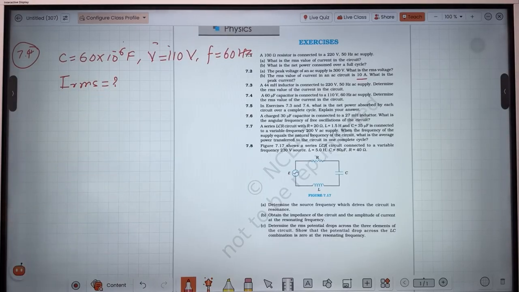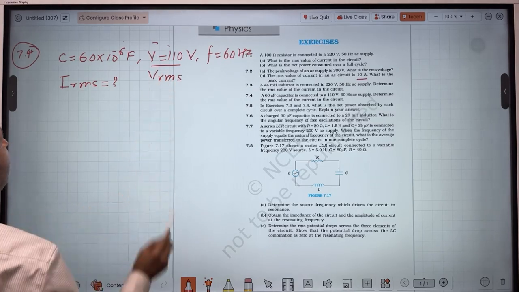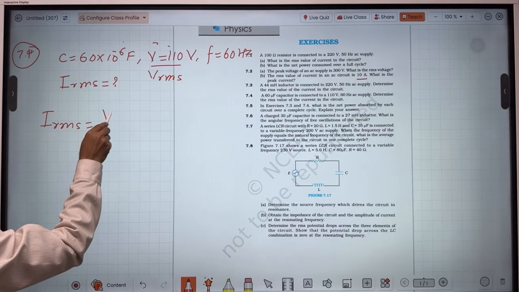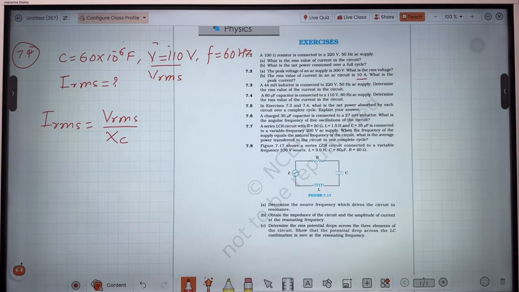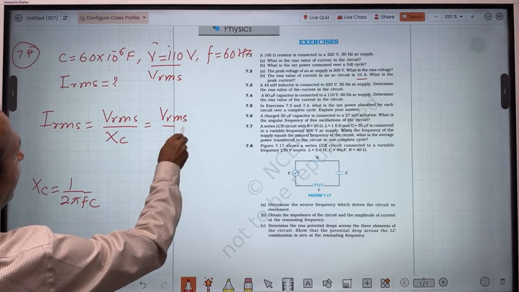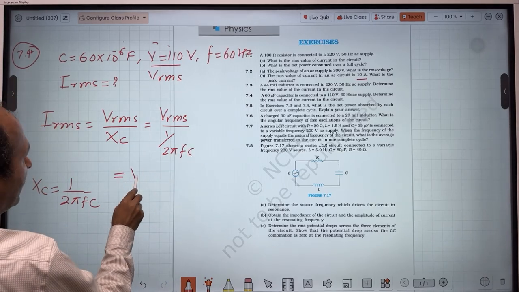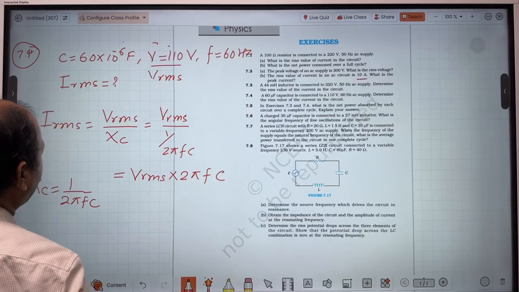I RMS is to be found and this will be V RMS, right? So to get I RMS, what do we need? I RMS will be V RMS divided by XC, right? And if you remember, XC is given by 1 upon 2 pi FC, right? So this will become V RMS divided by 1 upon 2 pi FC, or V RMS multiplied by 2 pi F and C.